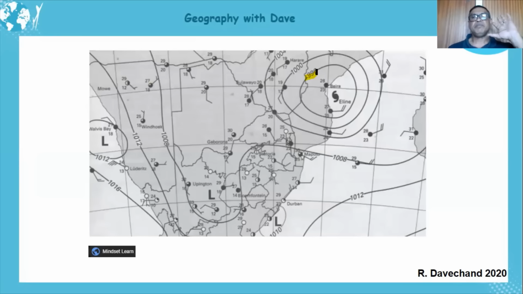It's in the second stage. Look at where it is. It's going over land. So therefore, it's dissipating.